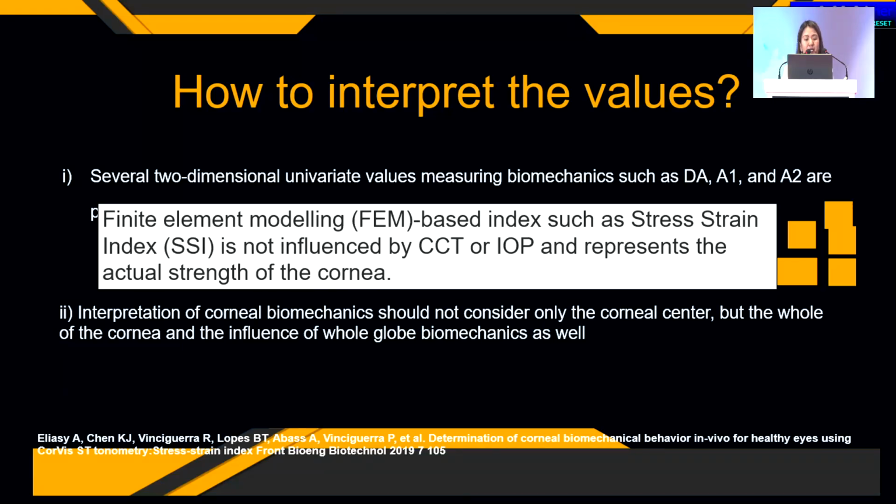So the finite element modeling system, which is the basis of the stress strain index, is not influenced by CCT. So they say that the actual strength of the cornea can be measured using the SSI.